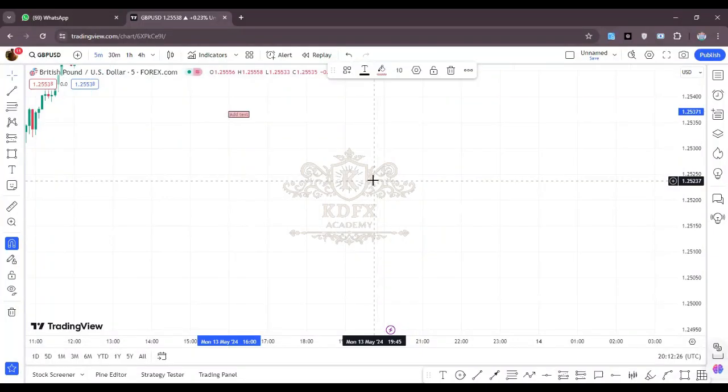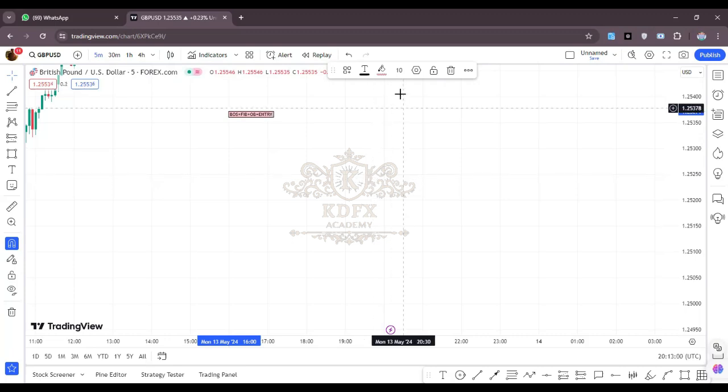Right. First of all, we need BOS plus. That is plus group of structure. After group of structure, we now need something called Fibonacci, plus there is order block, equals my entry. So this is my first entry.